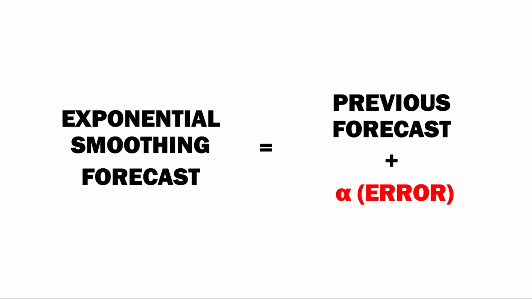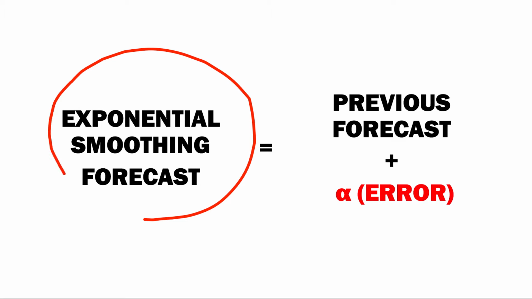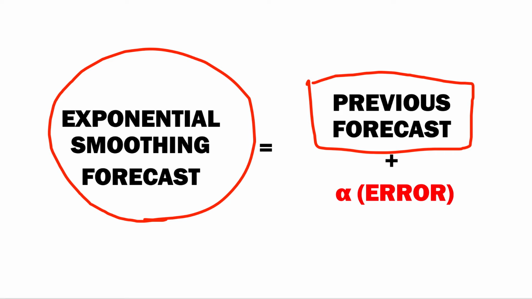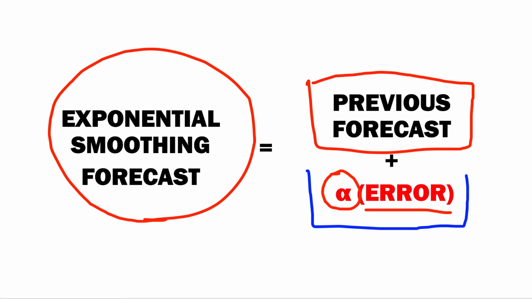The third and final averaging technique we're going to look at is called the exponential smoothing forecast. To do this type of forecast, you take the previous forecast and then you add the product of the forecasting error multiplied by the smoothing constant. Let's take a closer look at the smoothing constant and the forecasting error.